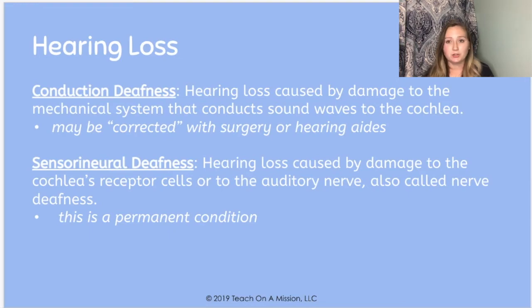And then we get sensory neural deafness. This is hearing loss caused by damage to the cochlea's receptor cells or to the auditory nerve, also called nerve deafness. This is permanent. So the cochlea is damaged, therefore it cannot process the sound waves, or the auditory nerve itself is damaged, therefore even if the rest of the ear worked perfectly, the signal is never going to get to the brain, therefore you're never going to register the signal.